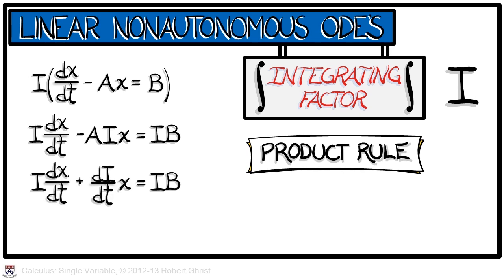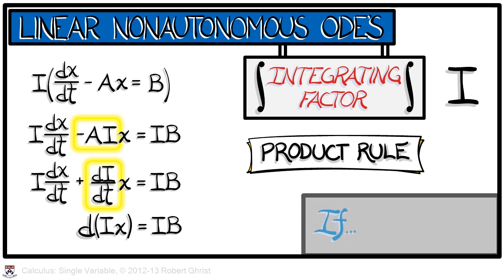If we had something that looked like I times dx/dt plus dI/dt times x, then we would recognize that that's just the derivative of I times x. And that's something that's going to be helpful to us. So what would we need to be true in order to have this? We would need to have dI/dt equal to negative a times I.